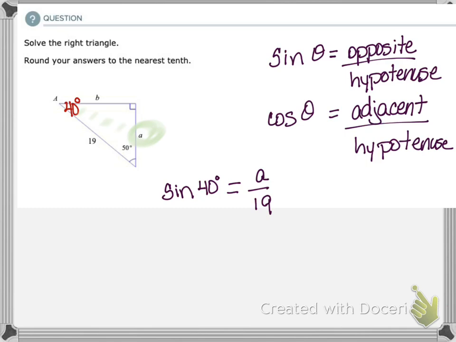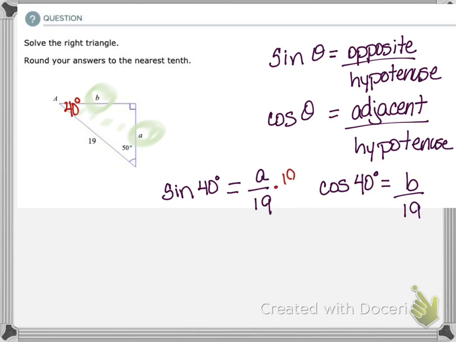Now, I also need to find B, and B is adjacent to the angle that I'm using. So I am going to do cosine of 40 degrees is B over 19. Okay, now I'm going to go ahead and algebraically start working on this so that I only have to put a couple of things into my calculator.